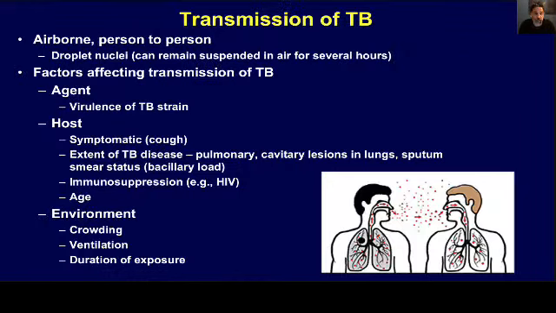Transmission of TB is airborne, through aerosol droplet nuclei that can remain suspended in the air for several hours. And as with all the infectious agents that we've been discussing, the factors that help or hinder transmission are related to the agent, the host, and the environment. Obviously, being symptomatic and coughing facilitates the spread of TB, as does the extent of TB disease present at the time, and also whether or not there's immunosuppression, such as having HIV. And in terms of the environment, crowded households, poor ventilation, and longer periods of exposure can result in greater likelihood of transmission of TB from an infected person to a susceptible person.